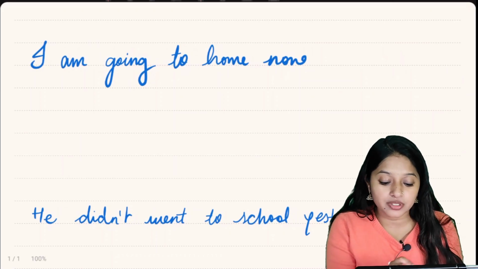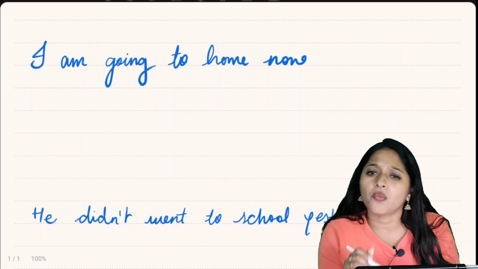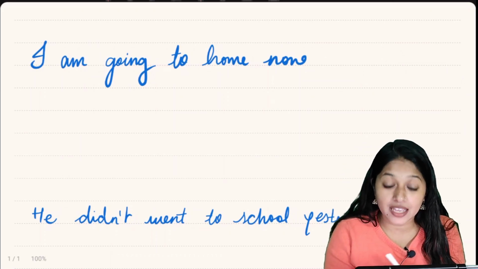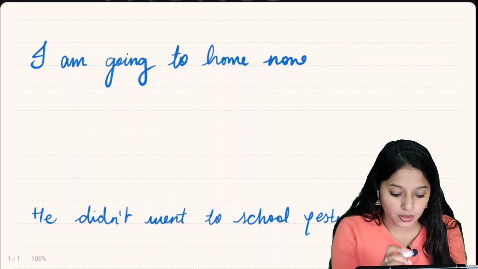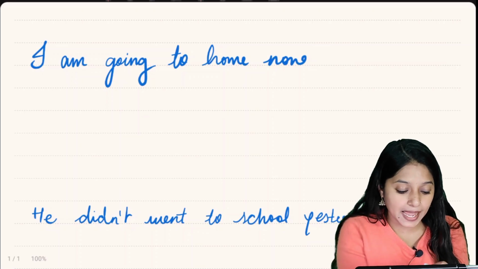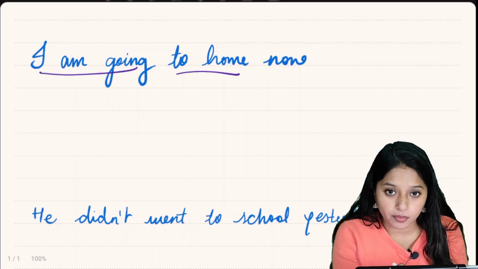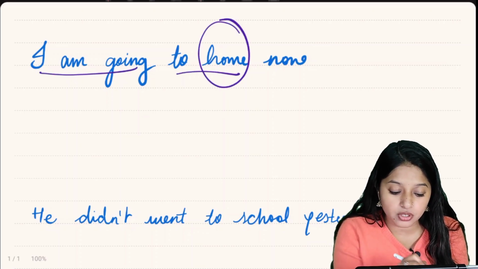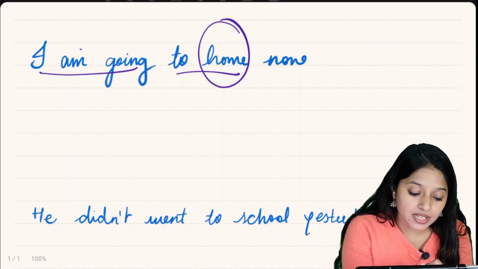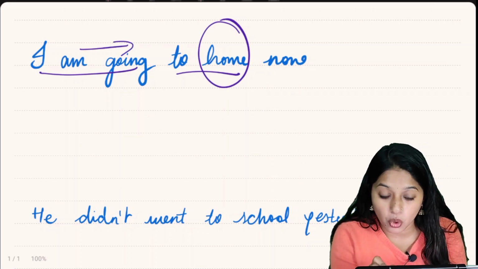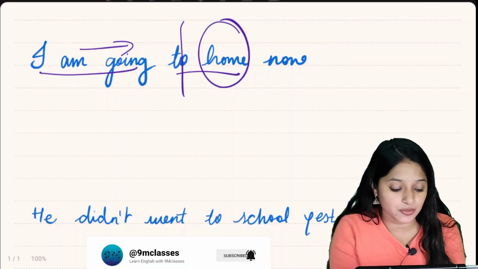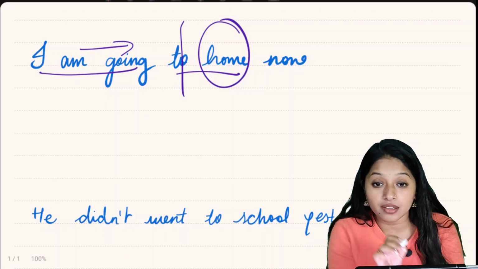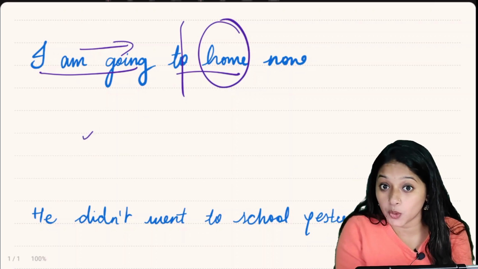I am going to home now. What is the problem here? There is no major problem, but a slight one, because when we are saying I am going to home, right? What is the focus? Home. So when we are directing ourselves to home, we don't need to there. So the correct sentence would be, I am going home now. So I hope this is clear.